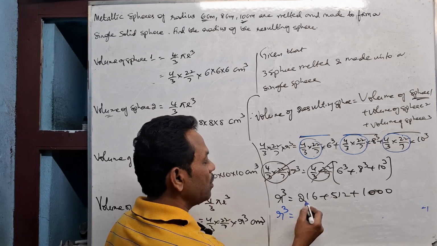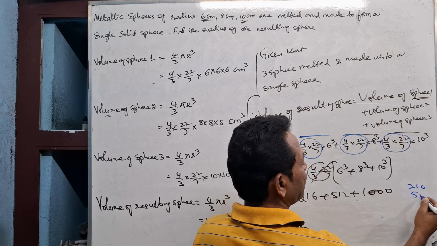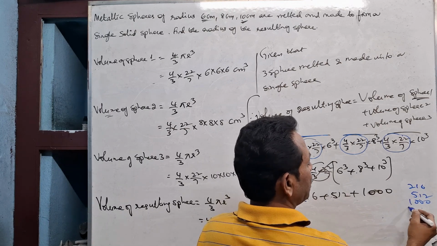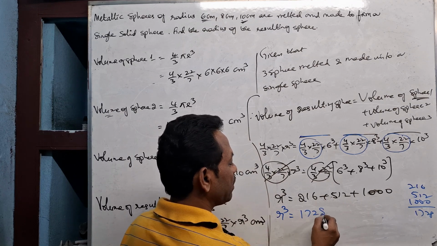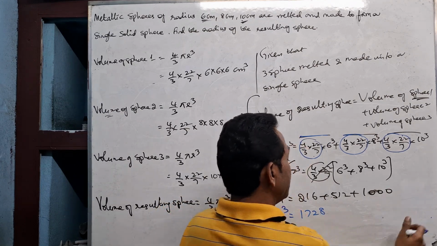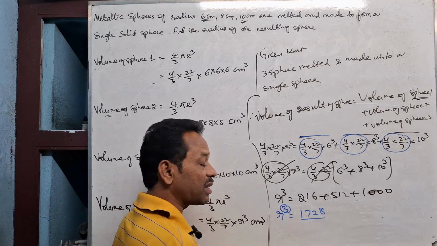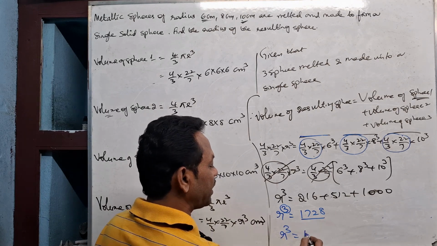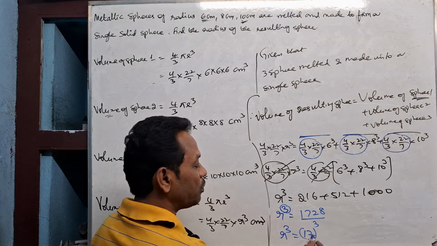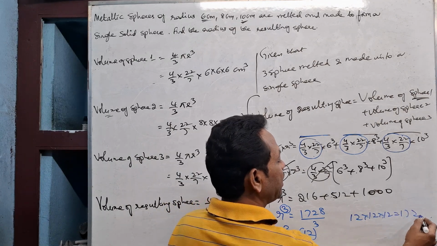r cube equal to 216 plus 512 plus 1000 gives you 1728. So let me take 1728. Now, children, just observe that in the LHS we have the power 3. So let me express this RHS as power 3. So I can write r cube equal to 12 cube. 12 cube is nothing but 12 into 12 into 12, which is 1728.